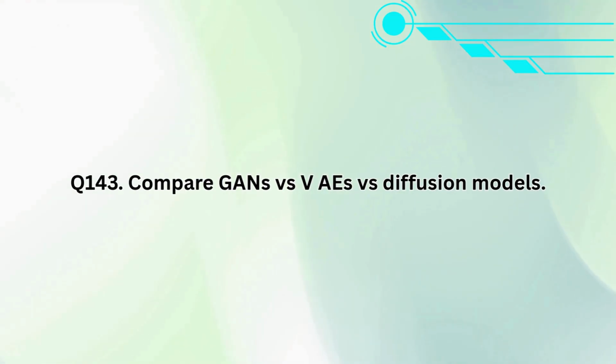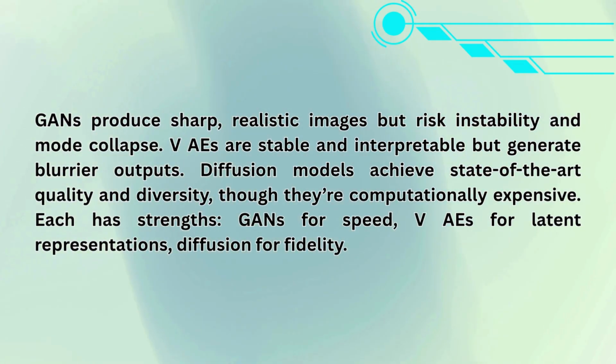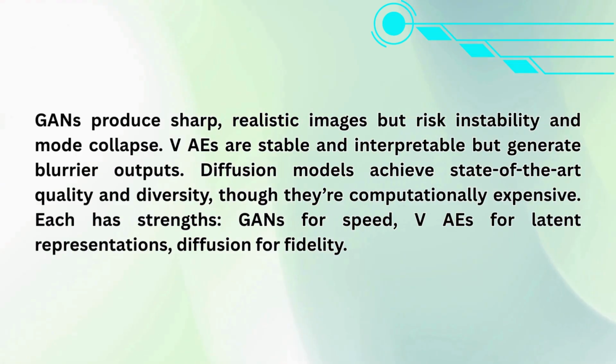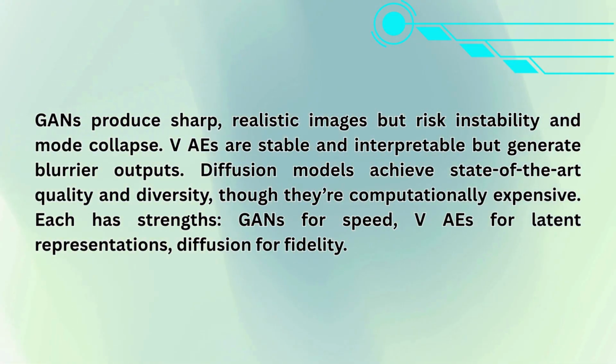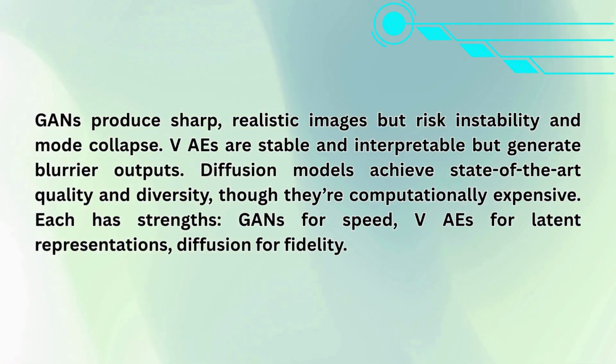Compare GANs versus VAEs versus diffusion models. GANs produce sharp, realistic images but risk instability and mode collapse. VAEs are stable and interpretable but generate blurrier outputs. Diffusion models achieve state-of-the-art quality and diversity, though they're computationally expensive. Each has strengths: GANs for speed, VAEs for latent representations, diffusion for fidelity.